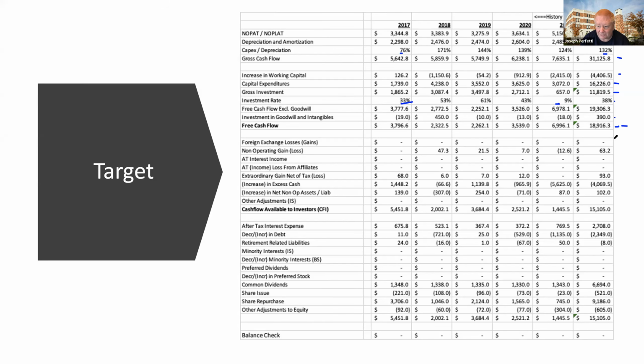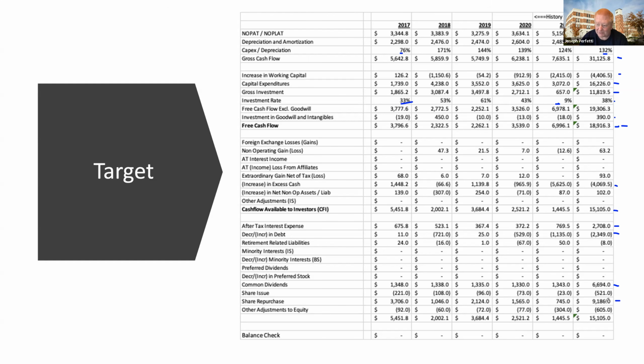18.9 billion of free cash flow turned into 15.1 billion of CFI. Why? Well, mainly because they put $4 billion into increasing their excess cash. So that 4.1 billion, 4,069.5 of increase in excess cash is the primary reason they only had 15.1 billion to actually distribute as CFI. How did they distribute it? 2.7 billion was paid out in interest. They borrowed $2.3 billion of debt, a little bit of debt that they didn't need compared to Starbucks' giant debt issue. They paid out $6.6 billion worth of dividends, bought back $9.2 billion worth of stock.